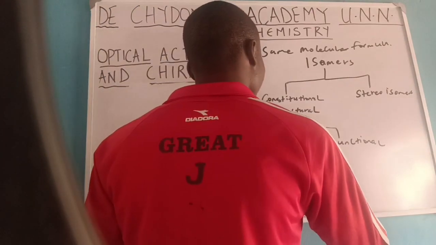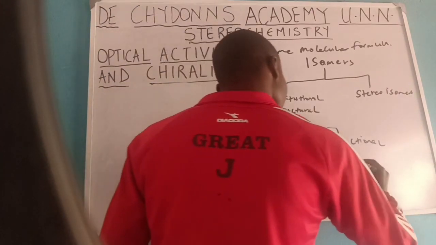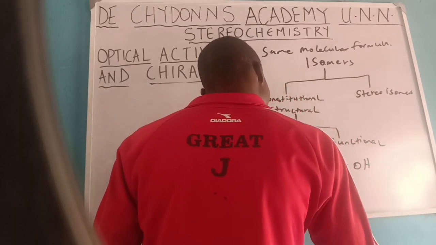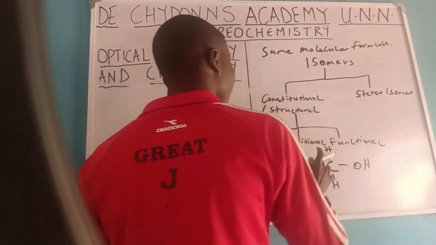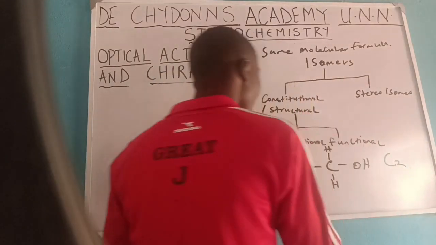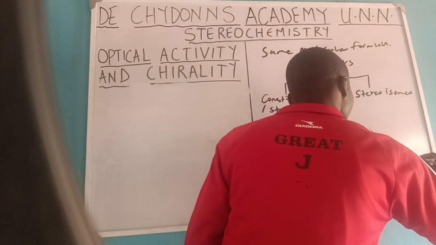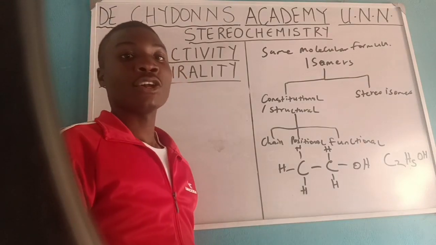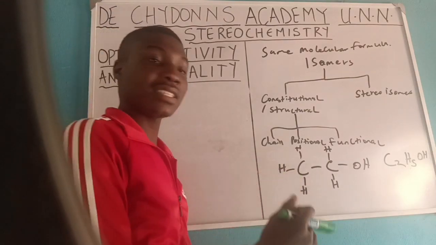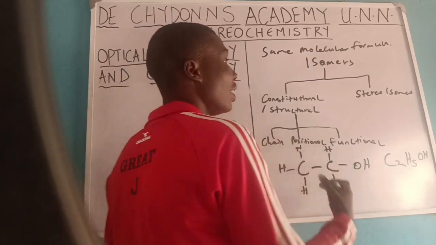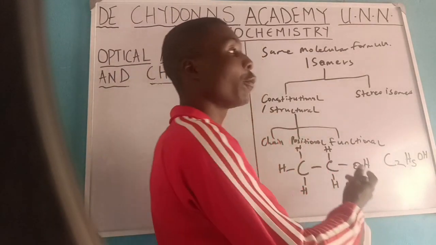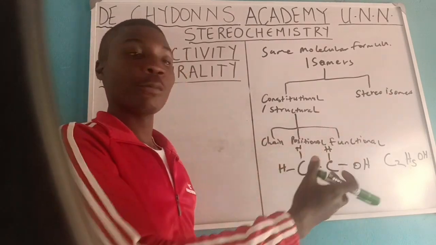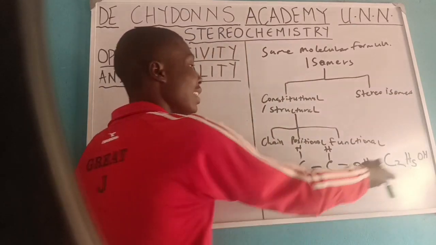Now we have this. This compound has 2 carbons, C2, 5 hydrogens, H5, and then an OH group. This happens to be ethanol. This is ethanol. I don't know if you're getting me. This is 1, 2, then we have the OH group, which refers to the alcohol or alcoholic group. So this compound is ethanol.